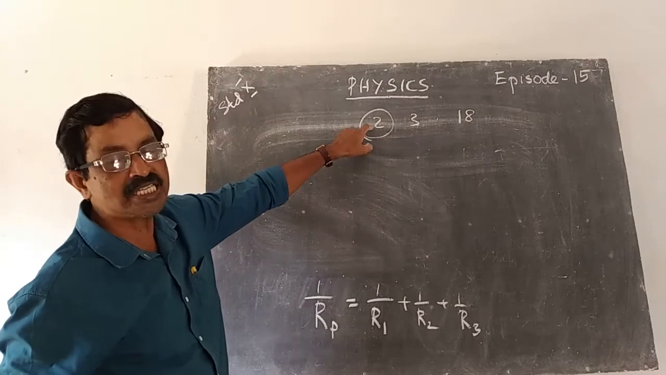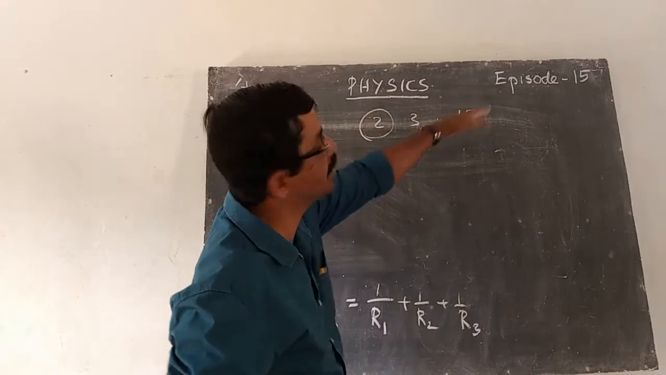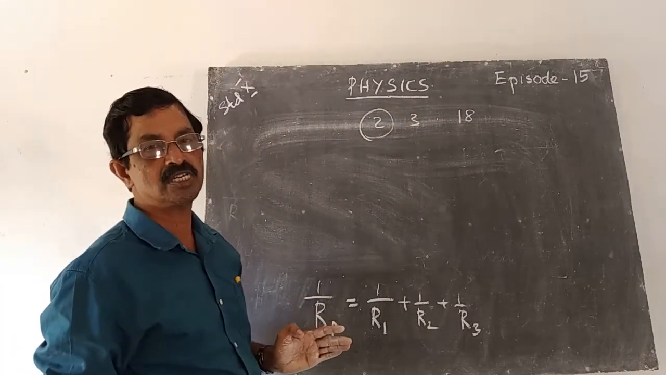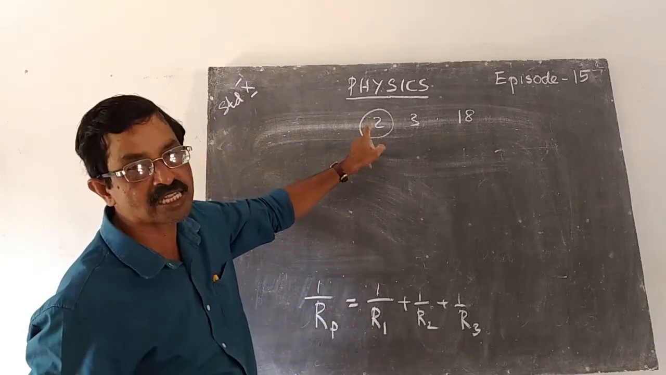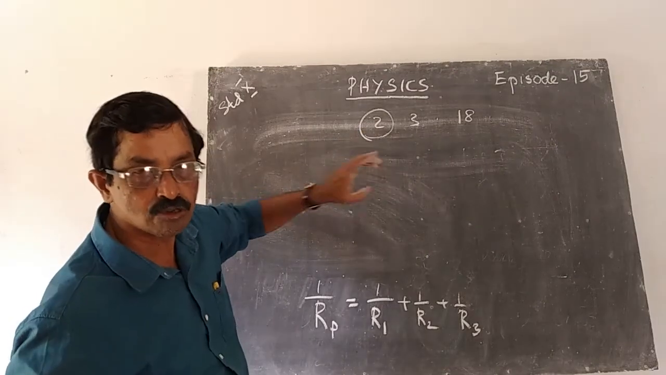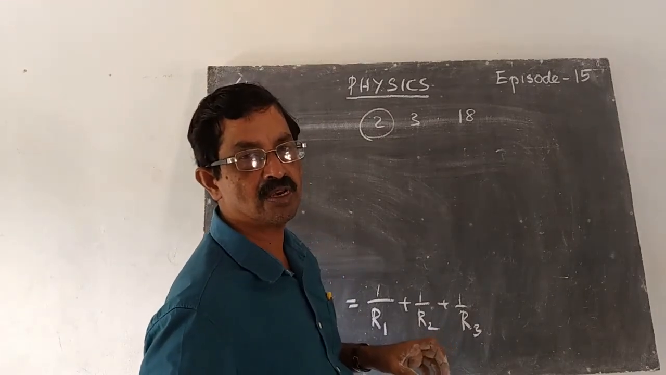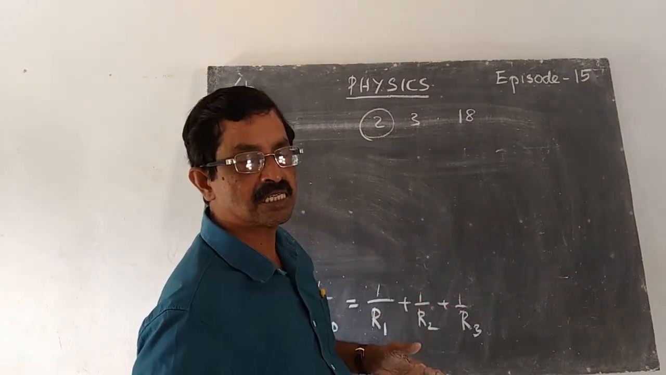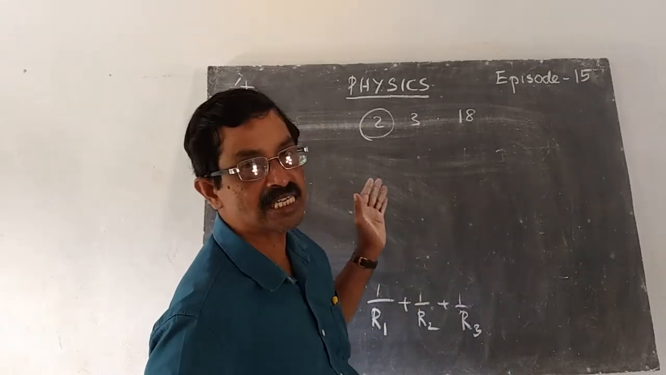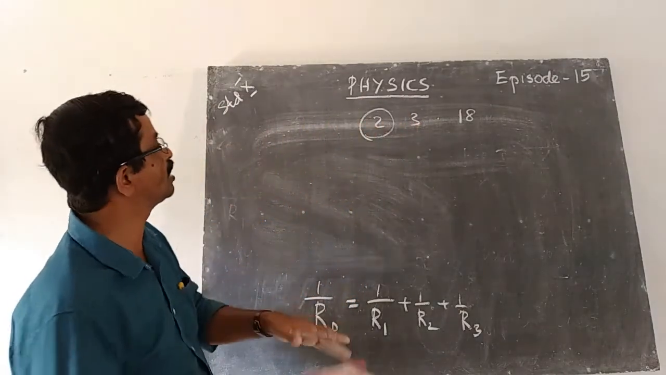So the effective resistance is smaller than this one. That means, with resistors of 2, 3 and 18 connected, the effective or total resistance in the circuit is now smaller than 2. So if you want resistance to reduce in a circuit, how do we connect the resistors? We connect resistors in parallel.